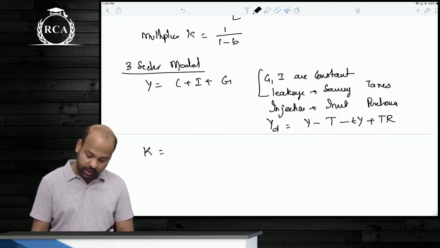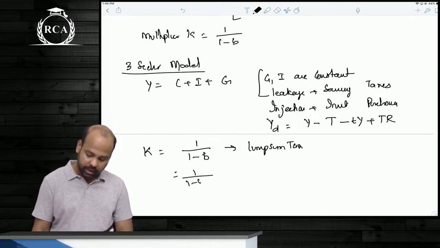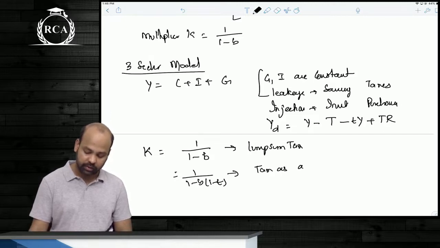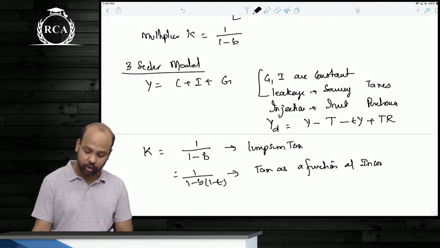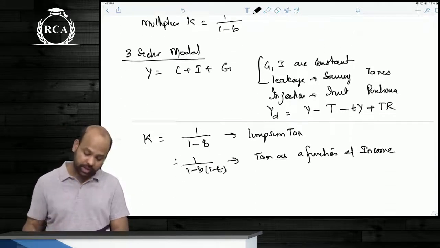Your multiplier k would be equal to 1 divided by 1 minus b if there's only lump sum tax. Or it will be 1 divided by 1 minus b into 1 minus tax rate if tax is a function of income. Understood, sir? This is a three sector model. Of course, in between we have learned about inflationary gap and deflationary gap, but I am teaching formulas now, guys.